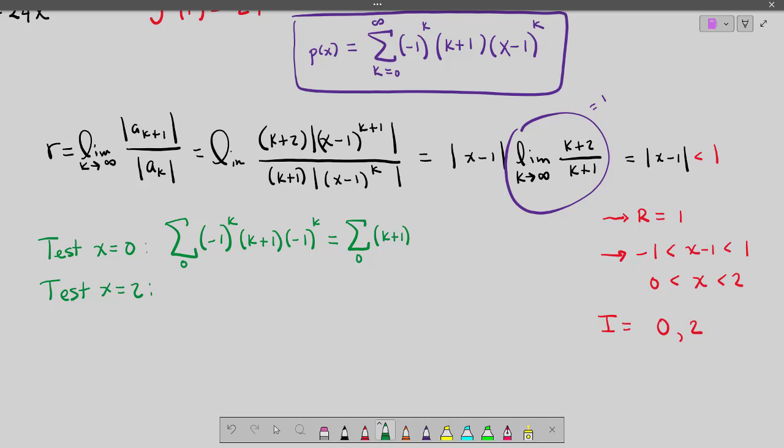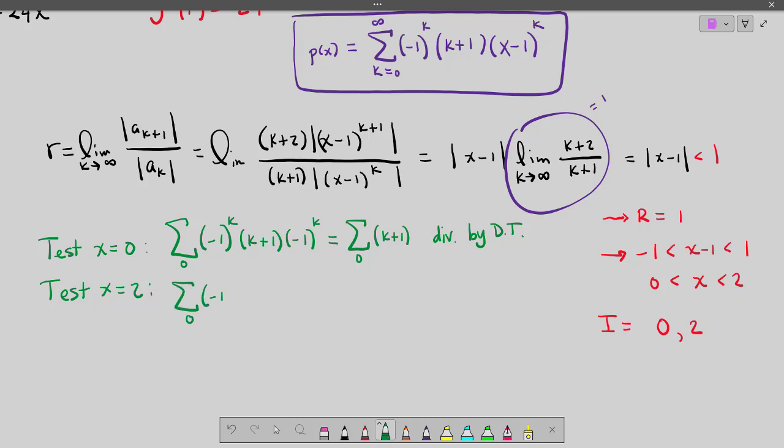Why? Because the a sub k's don't go to 0. So this is an egregious divergence because the a sub k's don't even go to 0. So this diverges by divergence test. Right? The limit of k plus 1 as k goes to infinity is infinity. Right, so it's the egregious case.